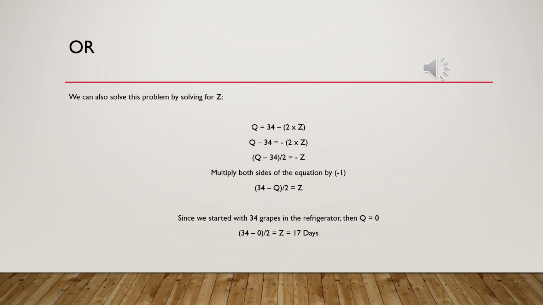So now remember, I wanted to reduce the number of grapes from 34 to 0. That means if I replace Q by 0, I can solve for Z, the time needed when all the grapes are gone. 34 minus Q, which is 0 in this case, divided by 2, so that will be 34 divided by 2, which will give me 17 days, the same number we got earlier by intuition.